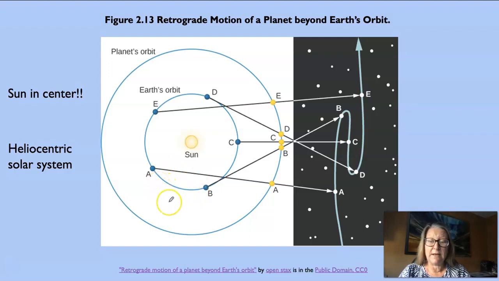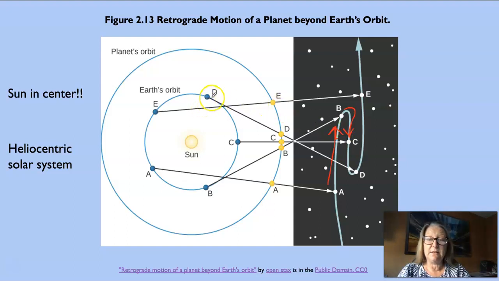Each of these letters, A through E, represent a point in time. So at time A, from Earth, we look at Mars, and we see Mars at this position against the background of stars. At position B, we look at Mars, and Mars seems to have moved, as we've mentioned earlier, from west to east, and all is good. But by the time we get to position C, we've moved faster than Mars, and now it looks like Mars has moved backwards.